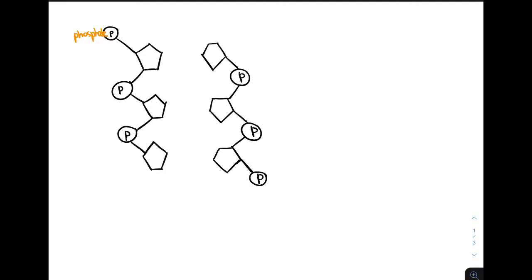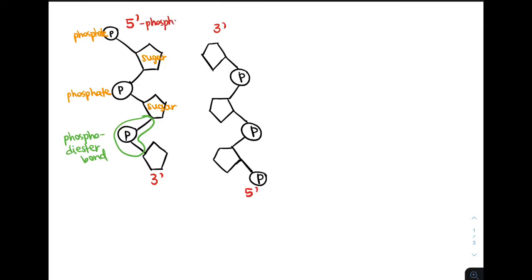The DNA backbone is made up of sugar and phosphate, and they are bonded together by phosphodiester bonds. DNA strands are also anti-parallel. That means that one strand runs 3' to 5', while the other strand runs 5' to 3'. The 5' end has a phosphate, and the 3' end has the sugar.